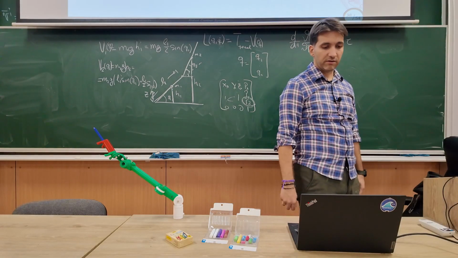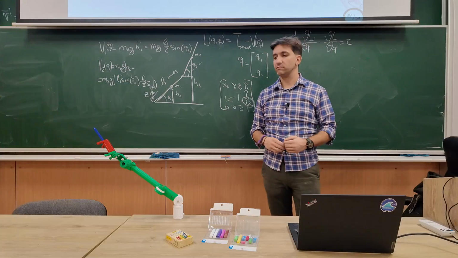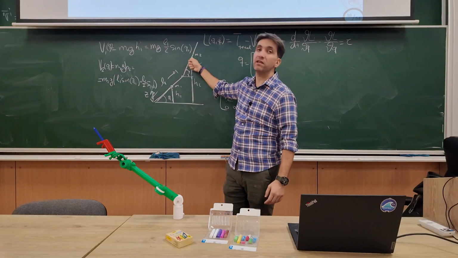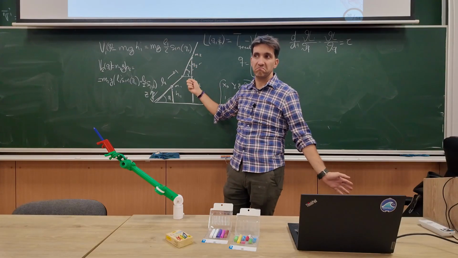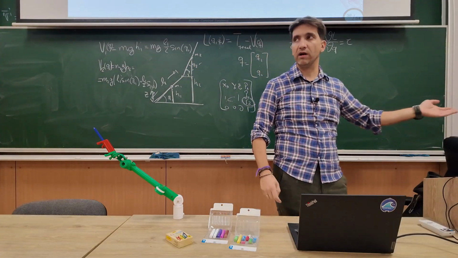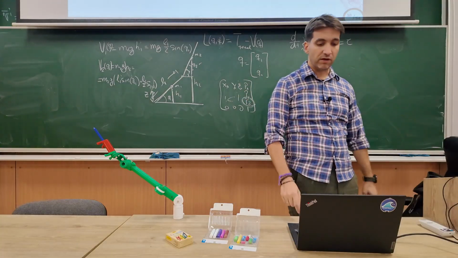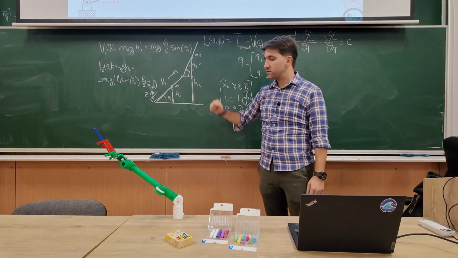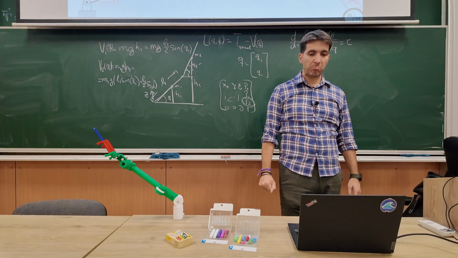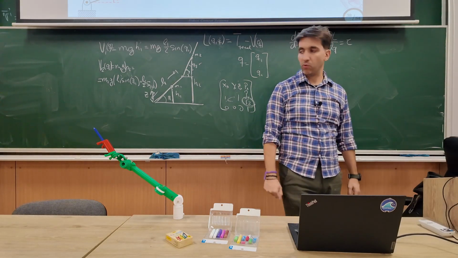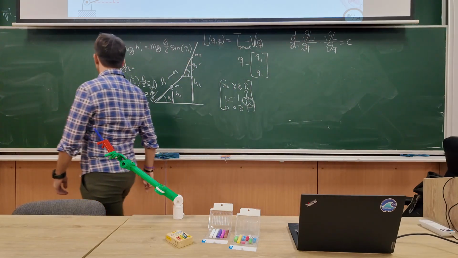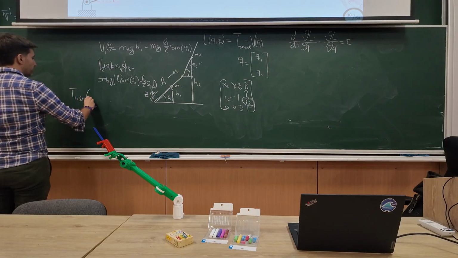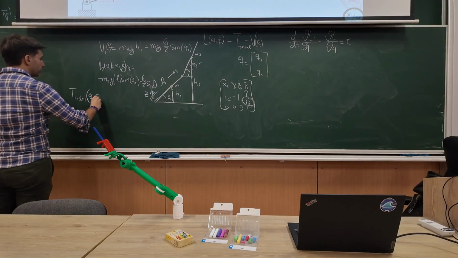Let's talk about kinetic energy. Again, the kinetic energy of this system will be the kinetic energy of this mass plus the kinetic energy of this mass. Right? So I take T1 and T2, I add them together. So let's start with kinetic energy first for the first link. What form will I have here? T1 linear, Q and Q dot.